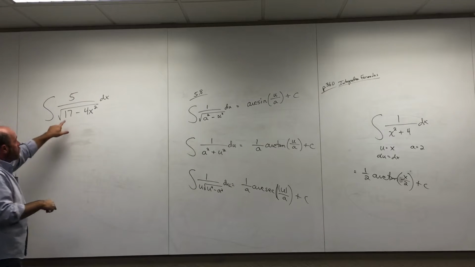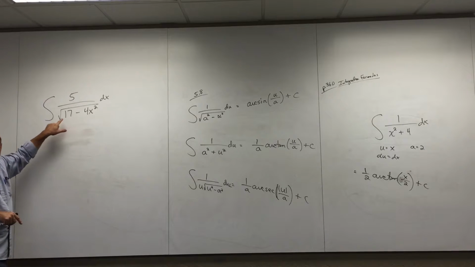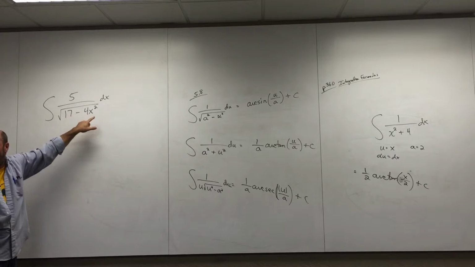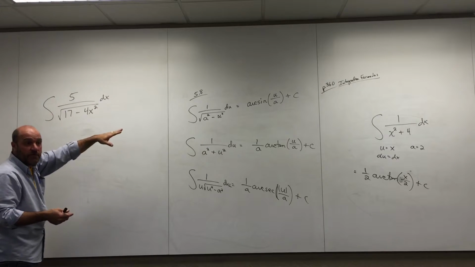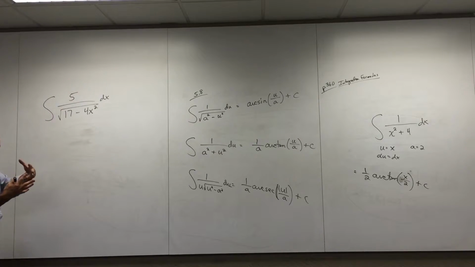So I look at that and I see an a squared minus u squared. Is that what I see? A number. I'm calling that an a squared minus u squared. I think it's arcsine. Don't you? You with me? All right. So let's fill in the details.